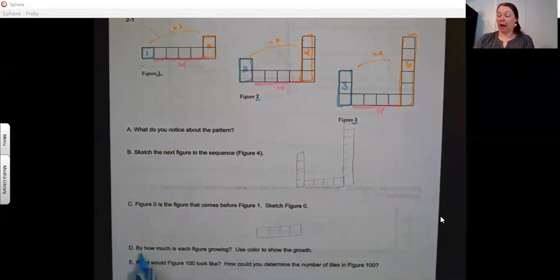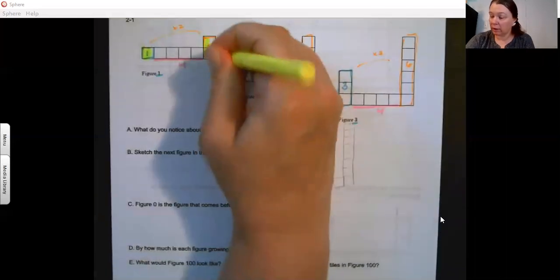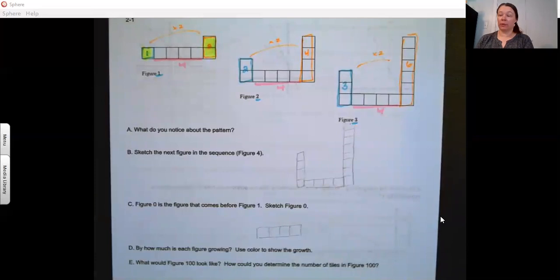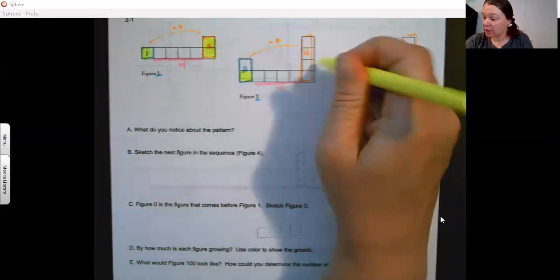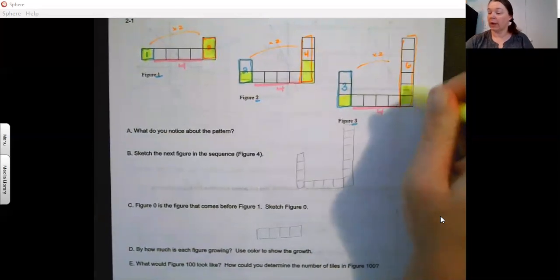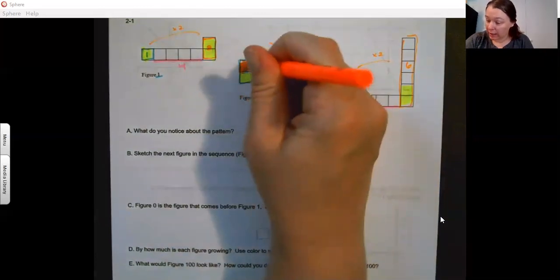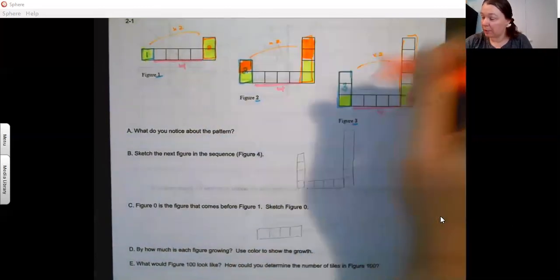Now, by how much is each figure growing? It says use color to show the growth. I used a little color here before, but I could also do that a little bit differently. In this one, I started with 4, and then I have those that were added on. If I sketch that same little bit in each of them, this is what was added from the first figure. And then in the second figure, I added on that same shape.